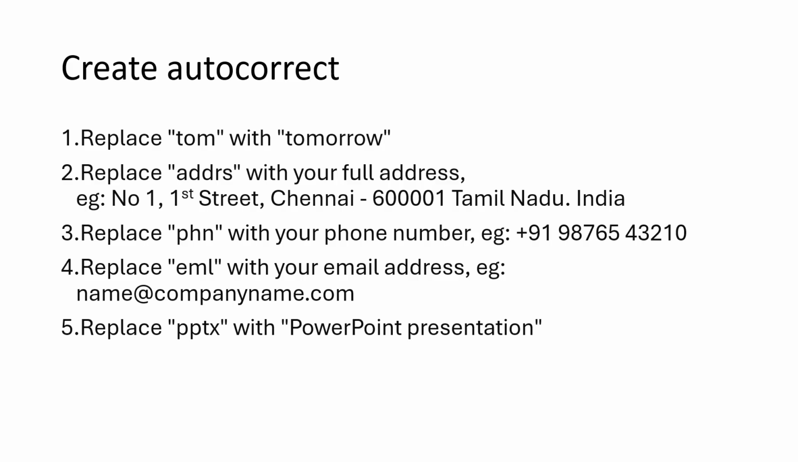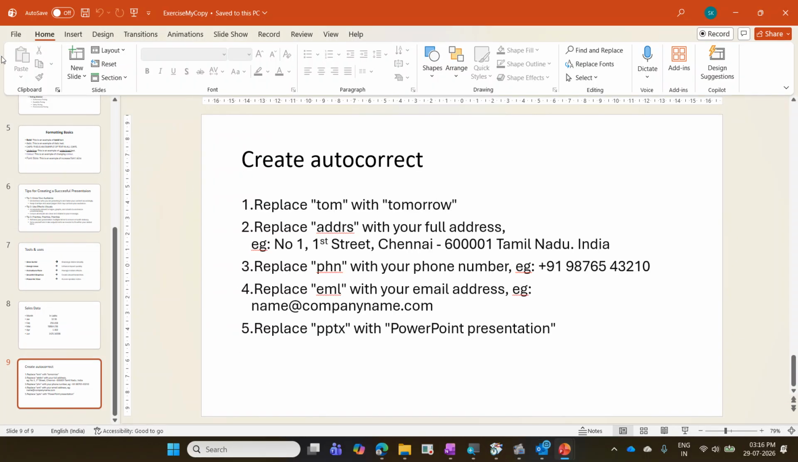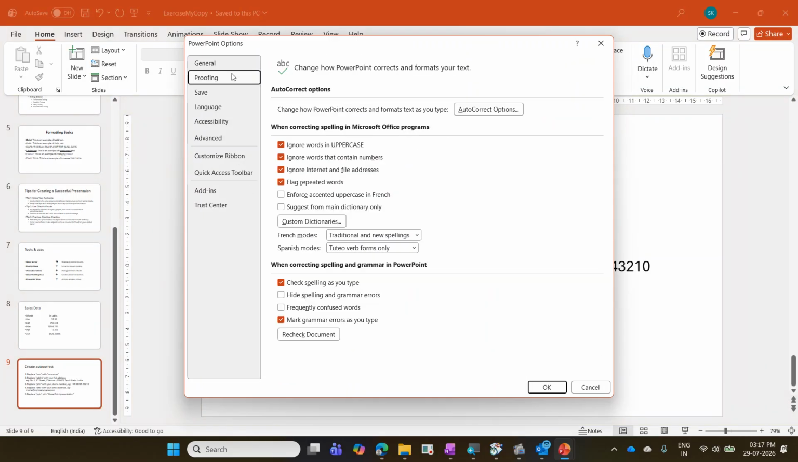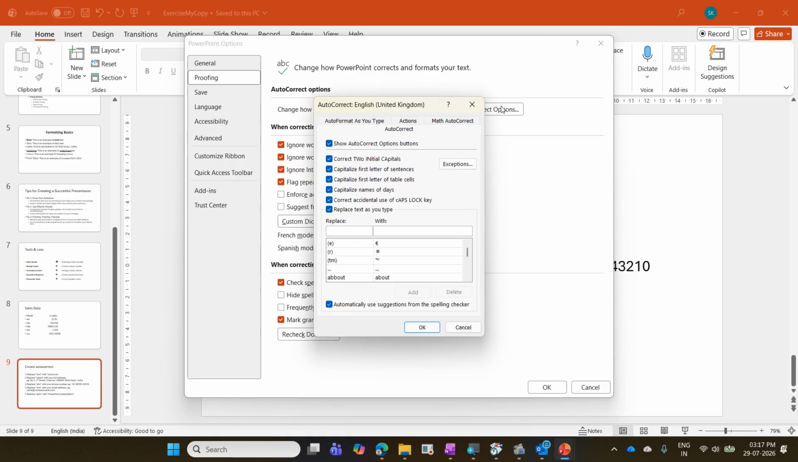Okay, very good. Almost everyone has done this. Let me try one. Maybe file, options, proofing, autocorrect option. File, options, proofing, autocorrect option. If I type TOM, it should say tomorrow. So when I type TOM here, it should replace it with tomorrow.